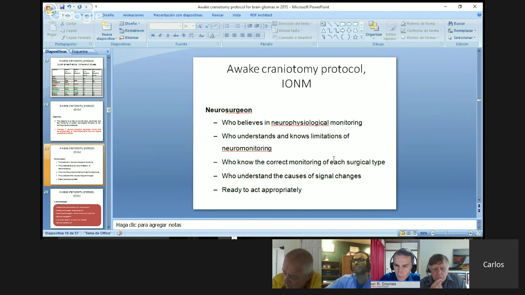What will we do as a neurosurgeon? We need a neurosurgeon who believes in the neurophysiological monitoring, who understands and knows the limitations of neuromonitorization, who knows the correct monitoring for each surgical type, who understands the causes of signal change, and who is ready to act appropriately in case of change during the surgical procedure.